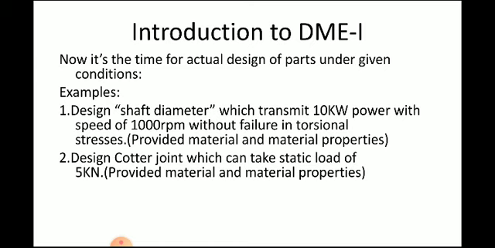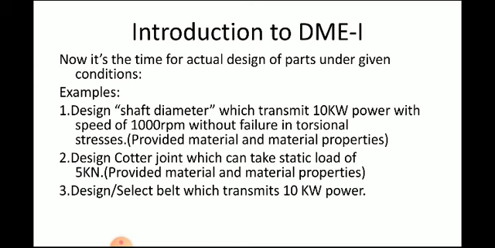Second is design quarter joint which can take static load of 5 kN. Obviously for this also material properties has to be provided. Third one is design or select belt which transmits 10 kilowatt power. So we can design this, and here I have done one thing, that is design or select. So after designing belt, our belt may not be present, whatever size of the belt we have calculated, that may not be present in the standard size. That's why I have said here select from the manufacturer's catalog.